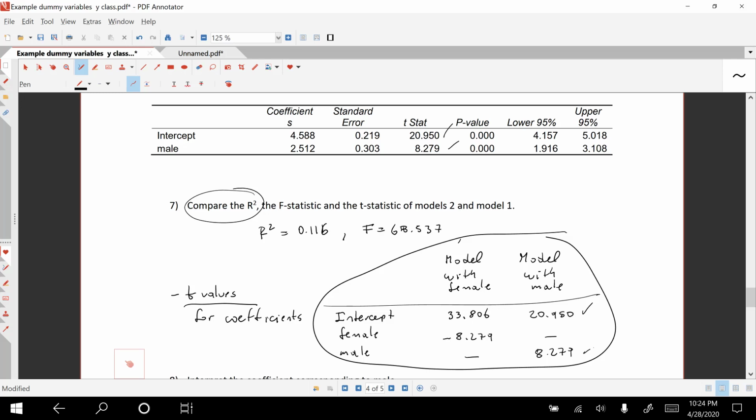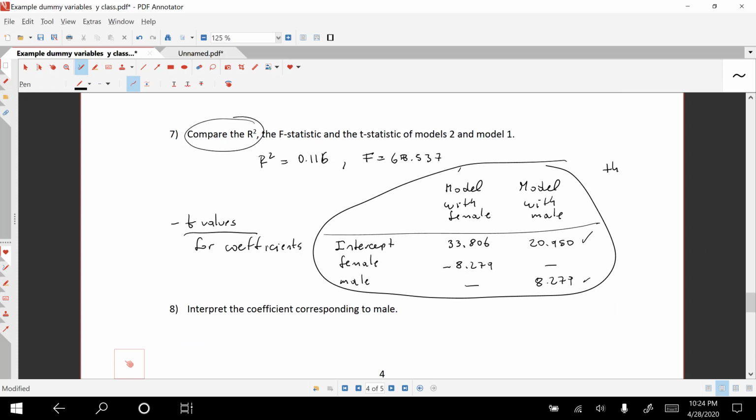Okay, so you can see that the t-values are different, but they are different because the coefficients represent different things. So you shouldn't be surprised about it. They are different because those t-values are the t-values for different coefficients. Those coefficients represent different things.